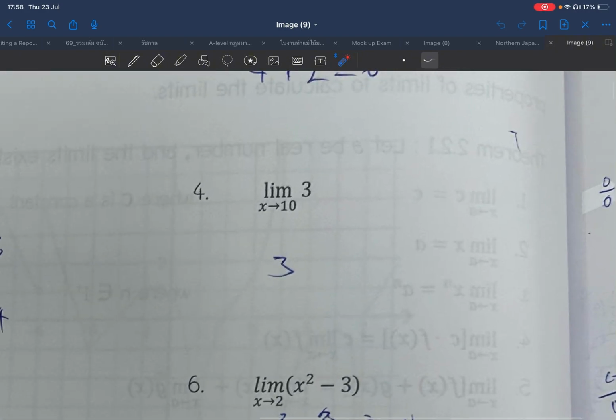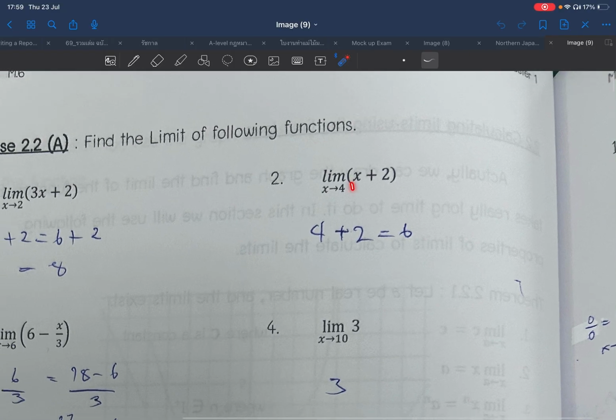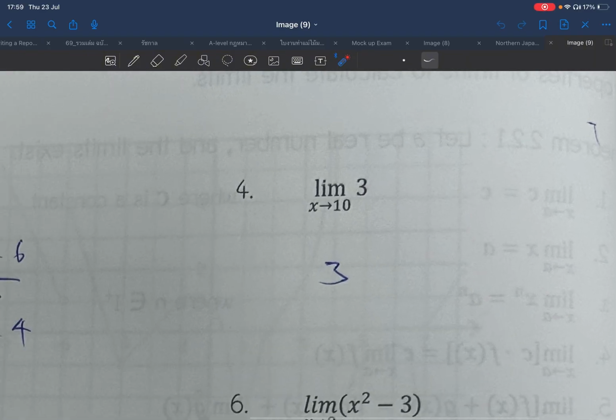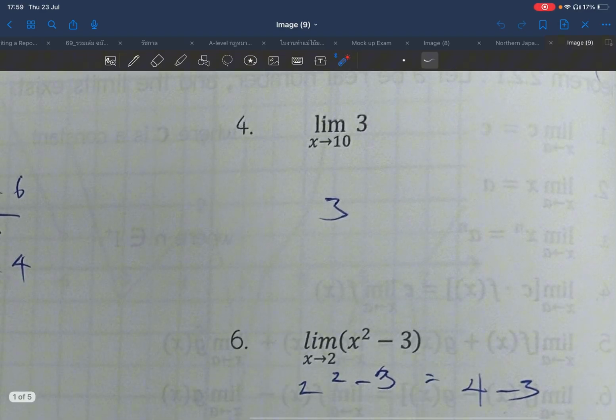Alright, so number 4. So you'll notice there's no x variable here. There is no variable. So remember that the limit of a constant is always that constant itself, regardless of what x approaches. So the answer is simply 3.